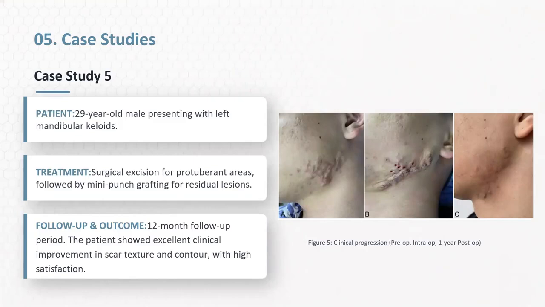Finally, this 29-year-old male had several keloids. Using our combined approach, we achieved an excellent outcome after 1 year.